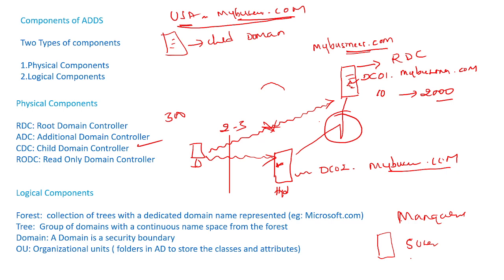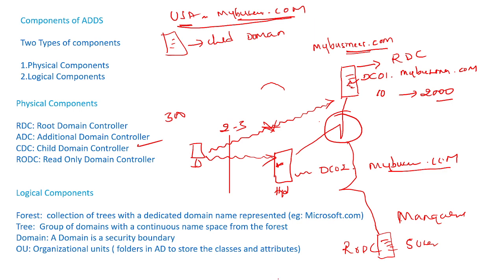Okay, maybe 3-4 GB RAM, like some small server there. So they will make this a read-only domain controller, what we call a read-only domain controller. It works like this: it will just pull a copy of the user and object information from both Hyderabad and Bangalore and store it here. It is a copy of the Hyderabad and Bangalore domain controllers.